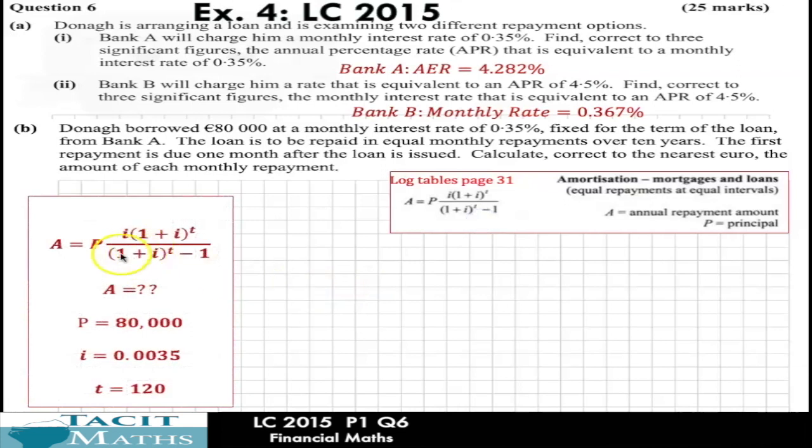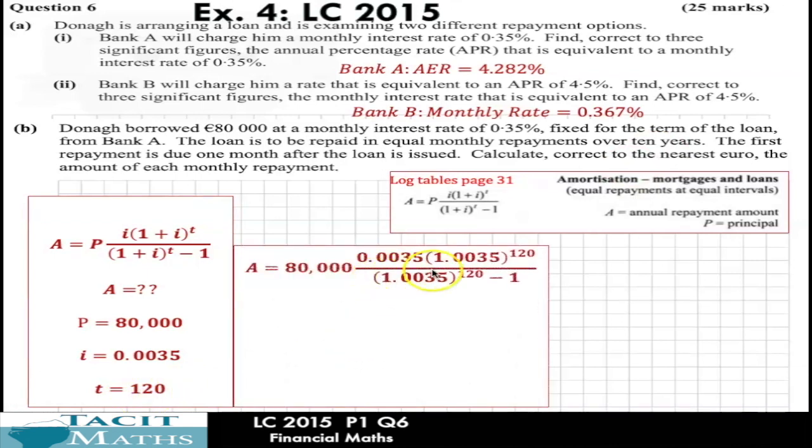Okay, so always when you do it, list out what we're looking for. P in this case is the present value of the loan, right, which is 80,000. A is the amount that we're looking to repay each month. I is the interest rate, and T is the number of time periods that have elapsed. Okay, now in this case, T is 120 because it's 10 years, and we're doing it every month. It's compounding monthly, so that's why T is 120.